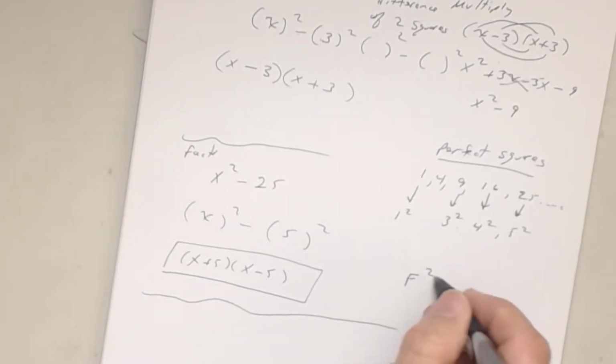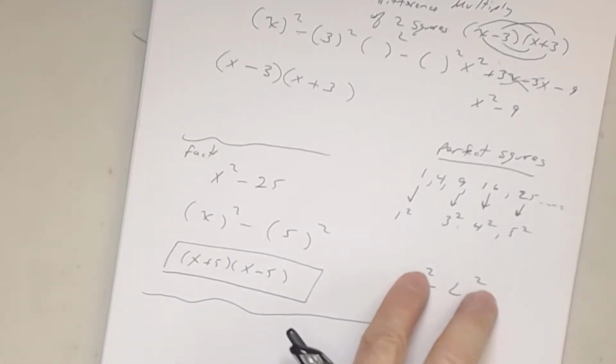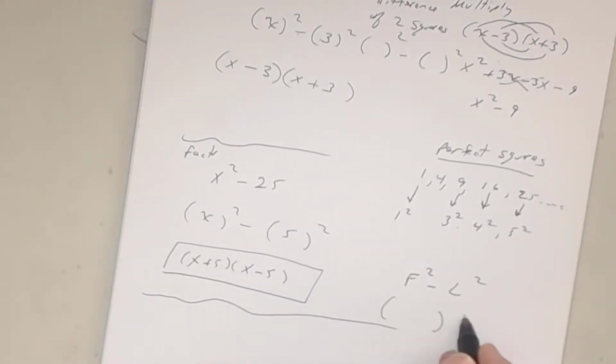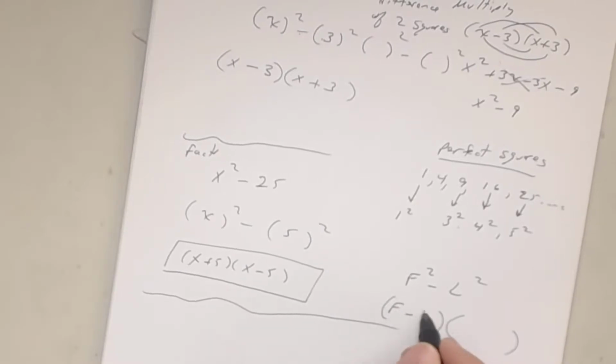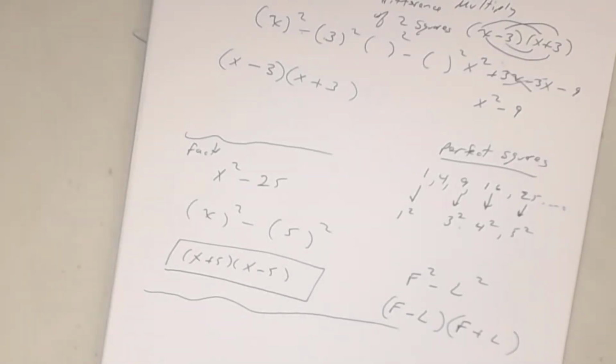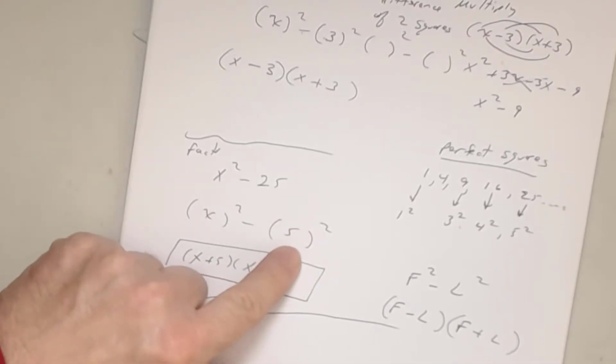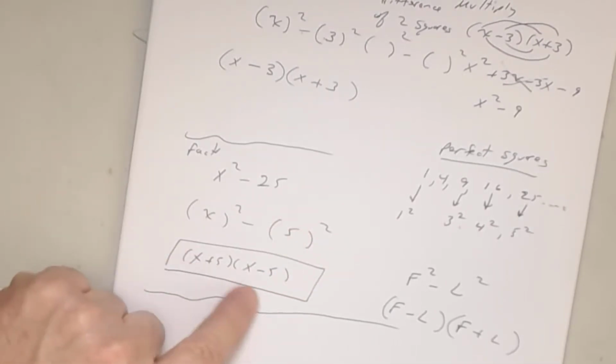So for the difference of two squares, it looked like this. I'm going to say f squared minus l squared. So do y'all see that's the difference of two squares right here? Difference of what? Two squares. So when I factor this, I'm going to say f minus l times what? F plus l. Okay? So whatever's being squared, in this case is x. Whatever's being squared, in this case is 5. So you can say x plus 5 times x minus 5.